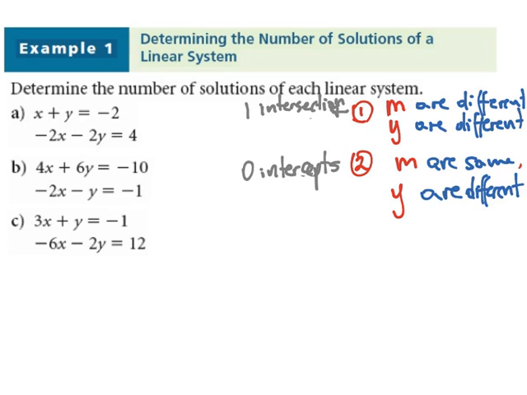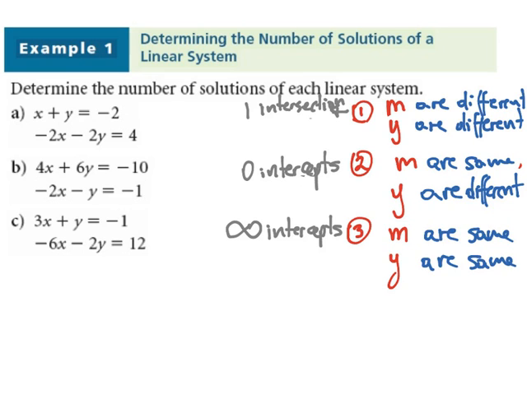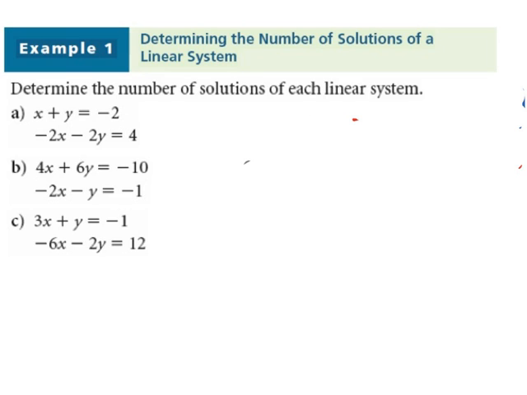And for an infinite amount of solutions, or an infinite amount of intersections, the slopes are the same and the y-intercepts are the same. It doesn't mean that the slope is exactly, for example, 4 and the y-intercept is also 4. It only means that both equations share the same intercept and share the same slope. So using this information, let's take a look at A, B, and C and determine if they have one solution, zero solutions, or an infinite amount of solutions.